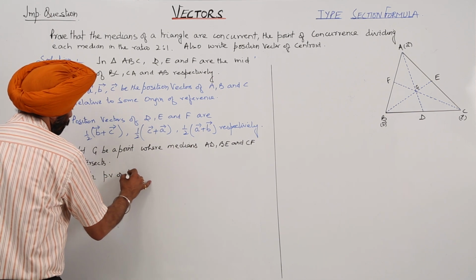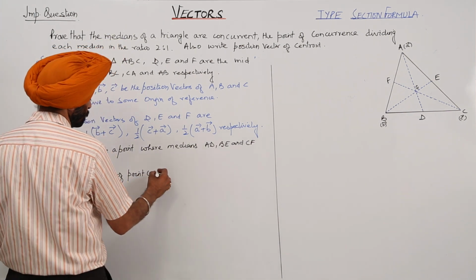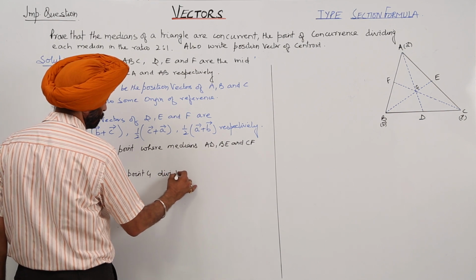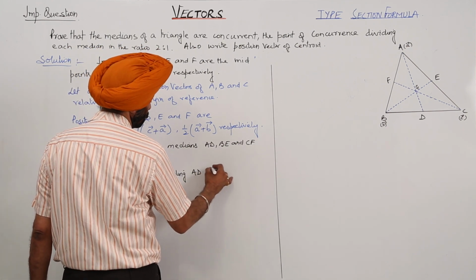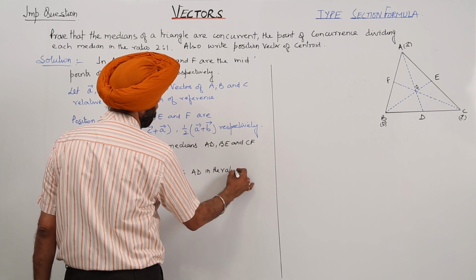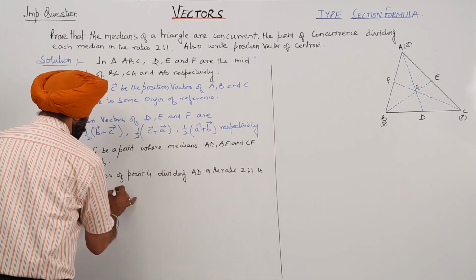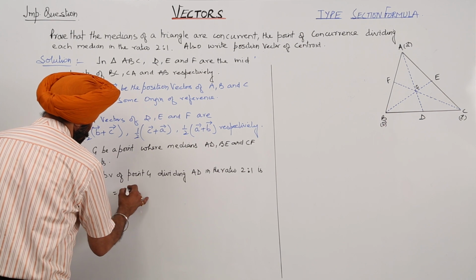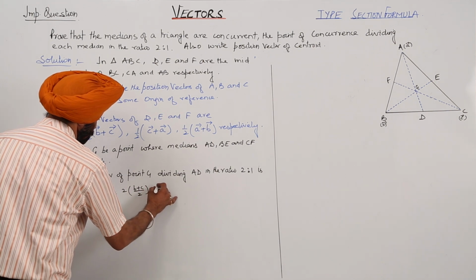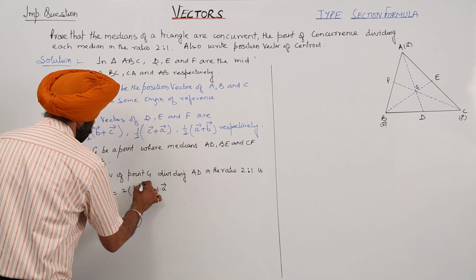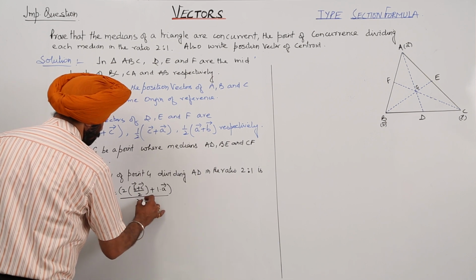Now, the position vector of point G dividing AD in the ratio 2:1 is equal to 2 with B plus C upon 2 plus 1, with A vectors upon 2 plus 1.